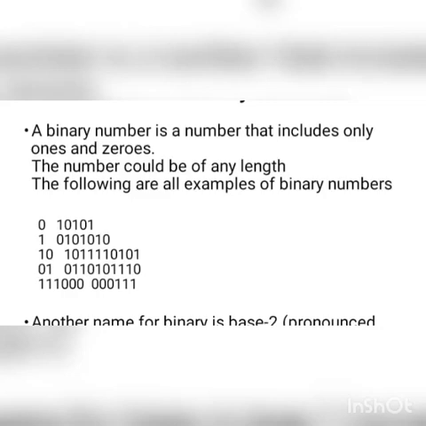The binary number of 0 is 1 0 1 0 1. Then the binary number of 1 is 0 1 0 1 0 1 0. We will see about these later on. The binary number of 10 is 1 0 1 1 1 1 0 1 0 1. We will also pronounce the binary number as base 2. Another name of binary is base 2.